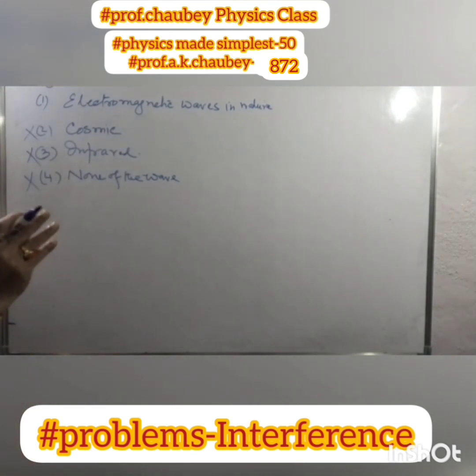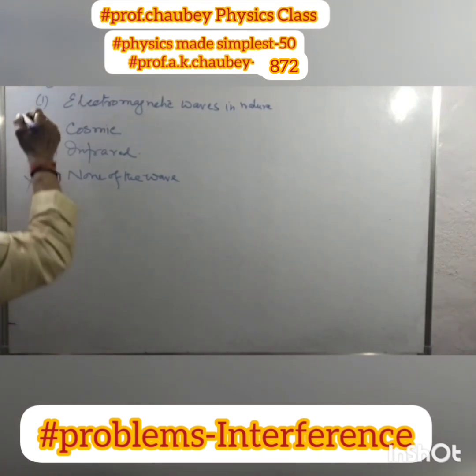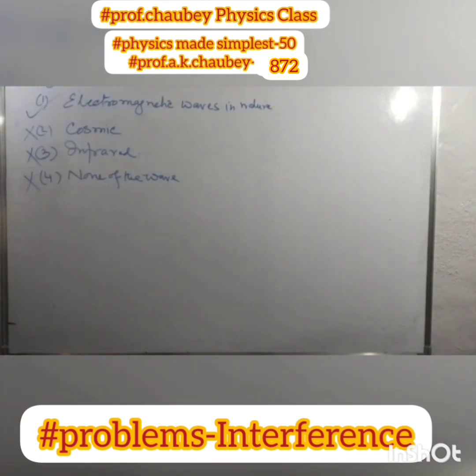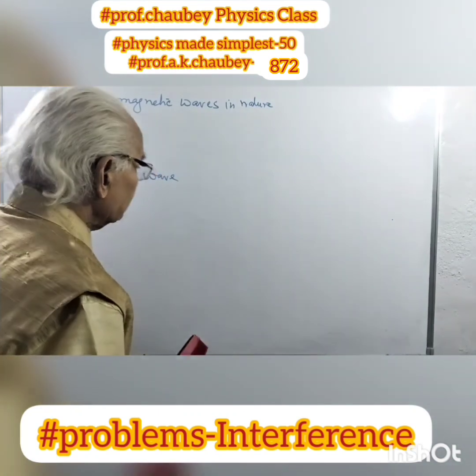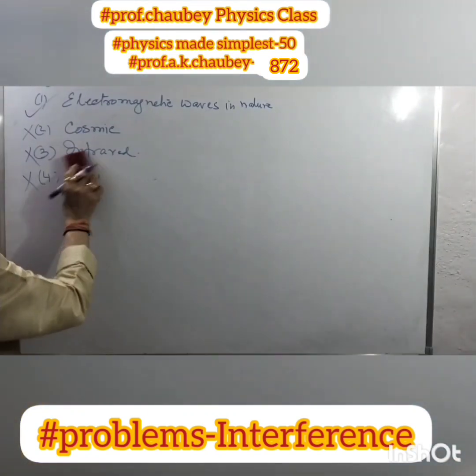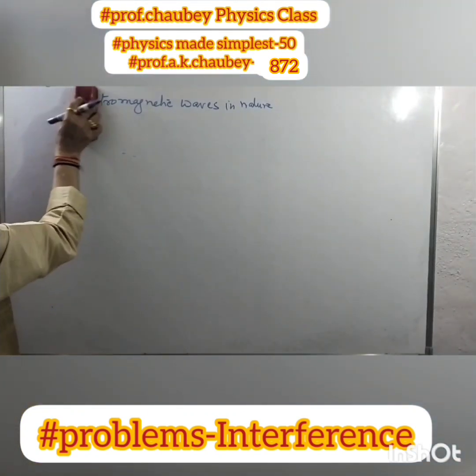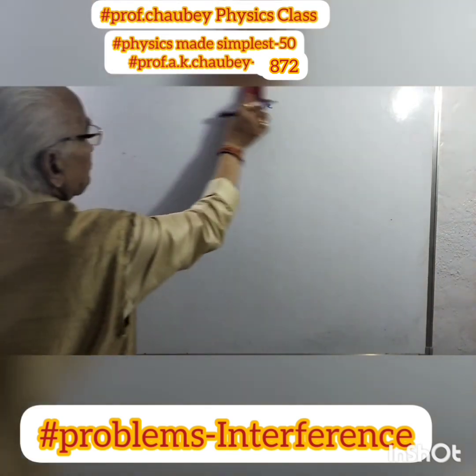They can be produced by the oscillations of charge. Oscillations of charge means electric field changes, means magnetic field changes. Magnetic field changes, electric field changes. So oscillations of electric and magnetic fields produce electromagnetic waves. So light waves are electromagnetic waves in nature. You must keep in mind, light waves are electromagnetic waves in nature.